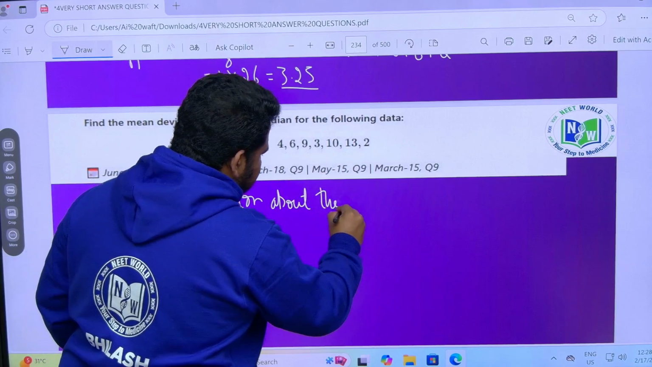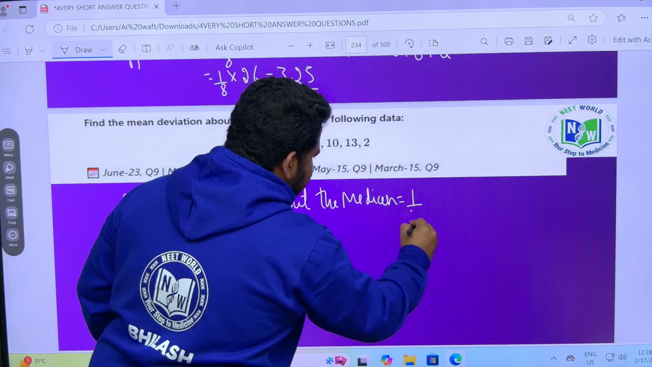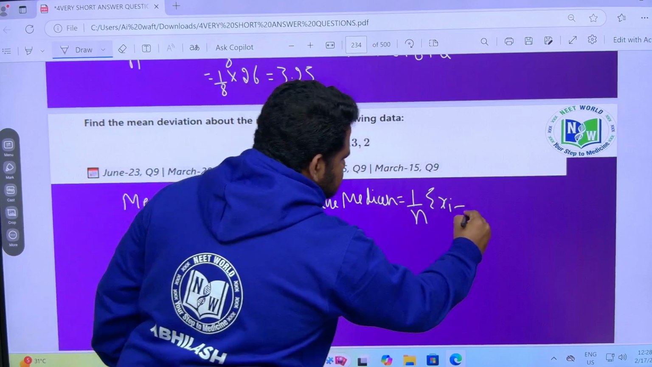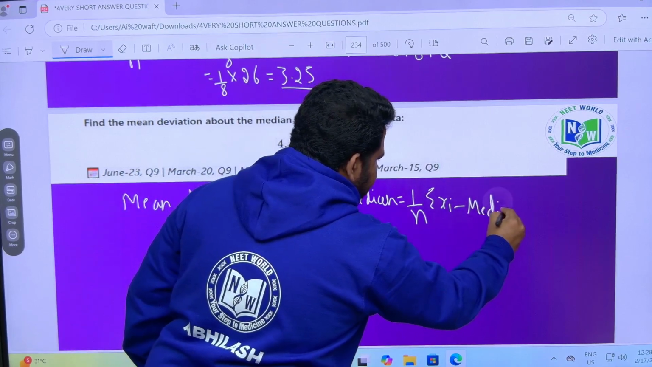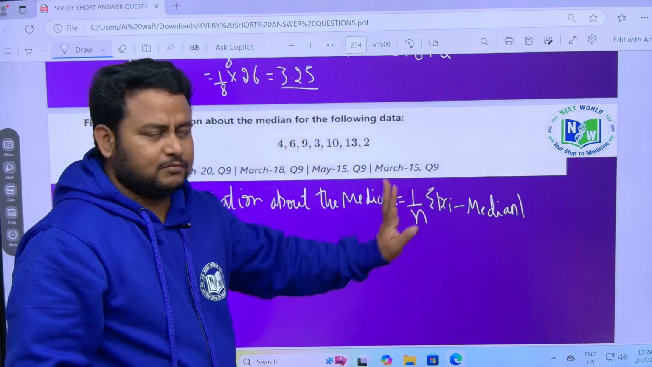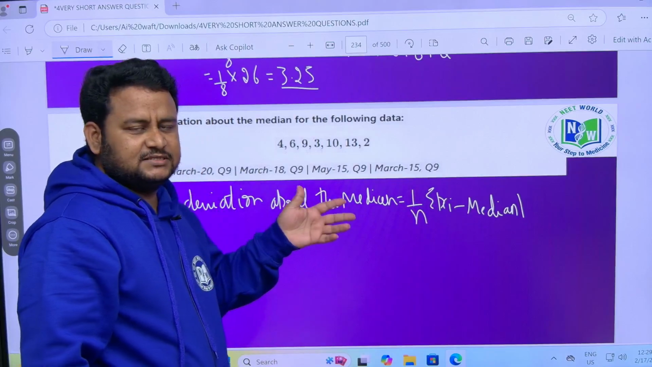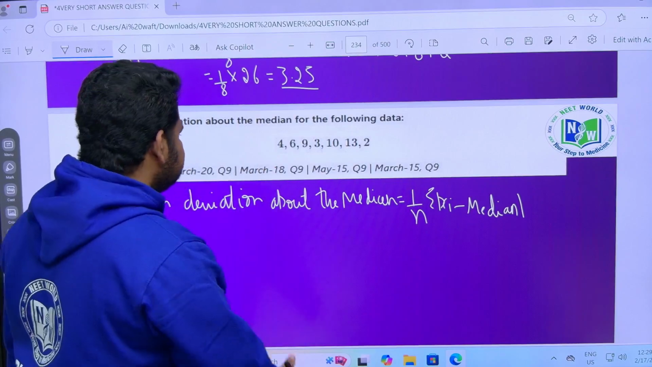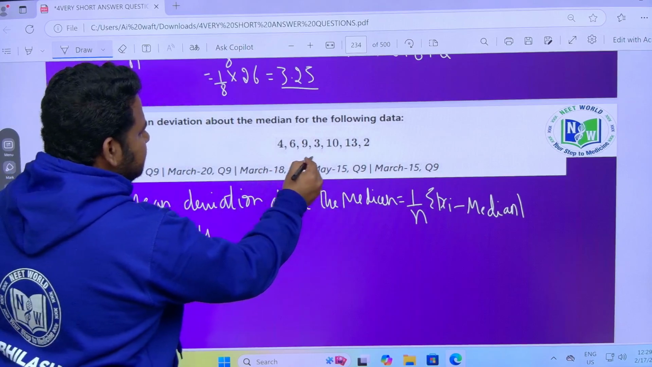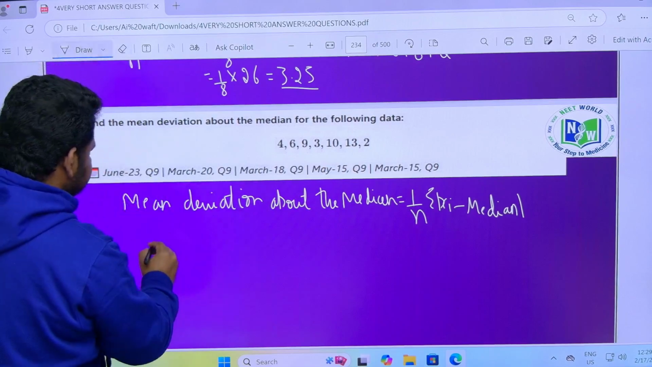The mean deviation about the median is given by the same formula, 1 by n summation of modulus of xi minus median. Wherever arithmetic mean is there, you have to find the median here. First of all, let us see what is the value of n. But before that, let us write the observations: 4, 6, 9, 3, 10, 13. Instead of writing as it is, let us write it in ascending order.